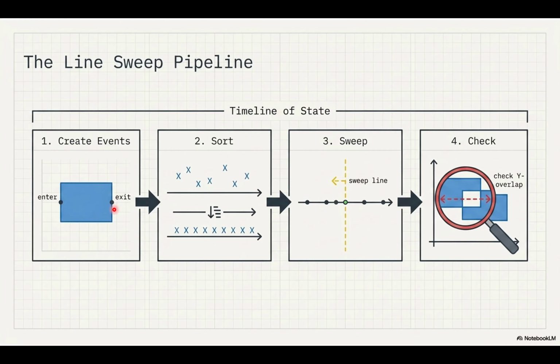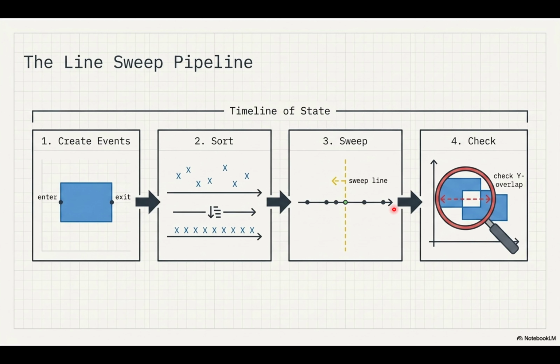Right. And step 2 is the sorting phase. The system takes all these +1 and -1 events and organizes them by their x coordinate, from left to right. Yes. And that sorting is an investment. It takes a little computation up front, but it creates a literal roadmap. Which leads to step 3, the sweep. Right. The algorithm moves a vertical reference line from left to right across the data.